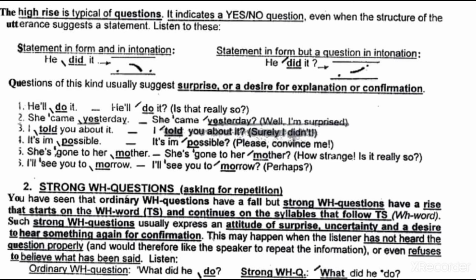But when I say, he did it? So here it has the form of a statement, but I used the intonation of a question and I put a question mark at the end. So here it is the same statement but said in different intonations. We use this kind of statements to suggest surprise or a desire for explanation or confirmation. So with those types of statements, either we are surprised or we have a desire for explanation or confirmation.